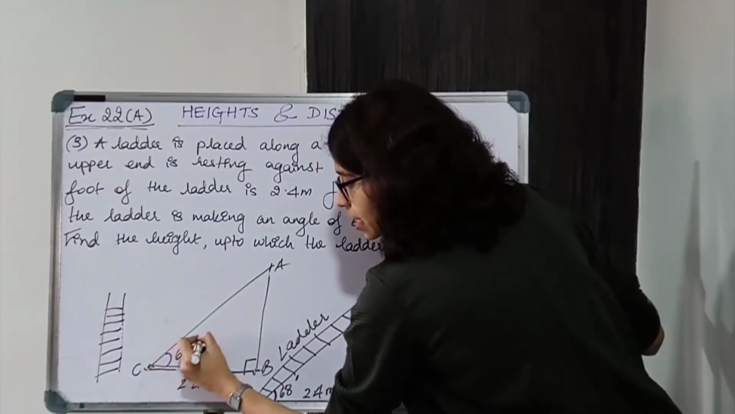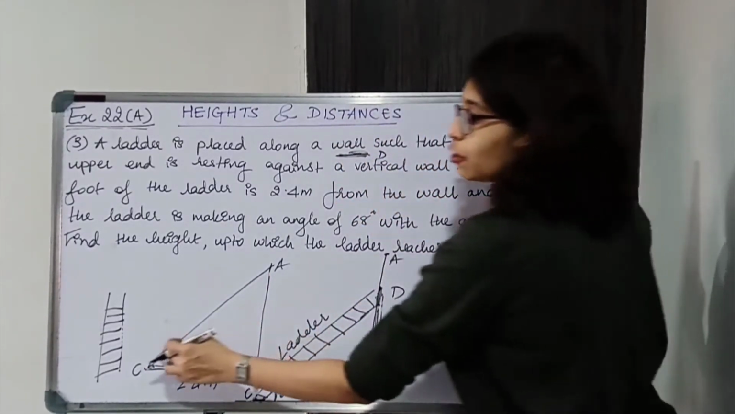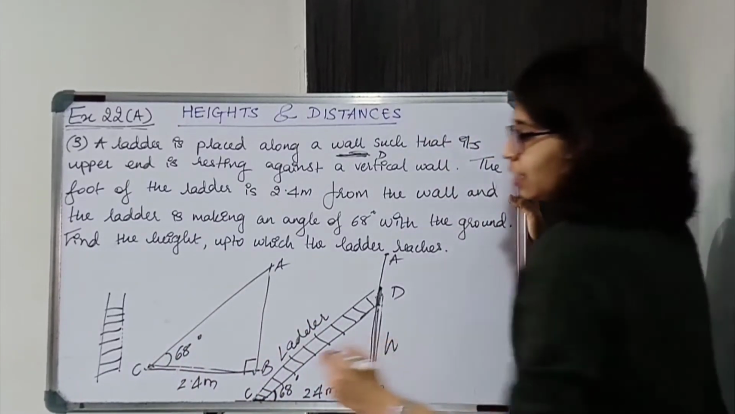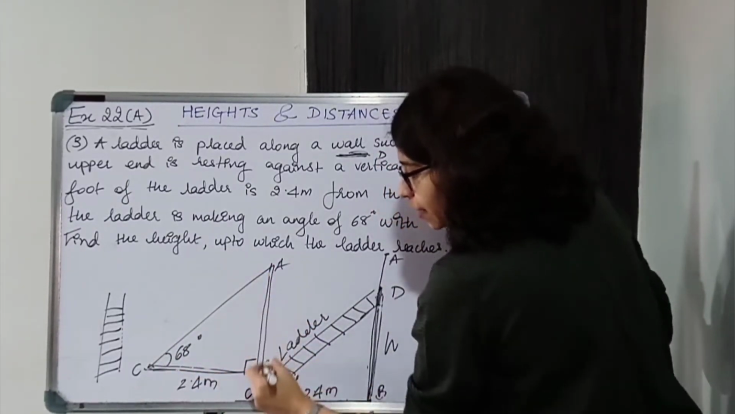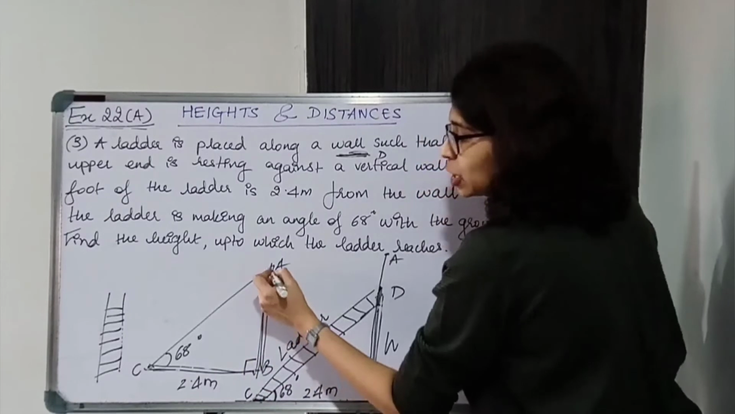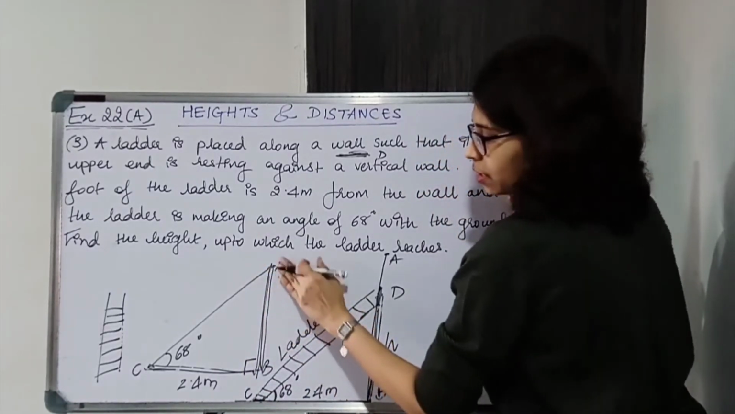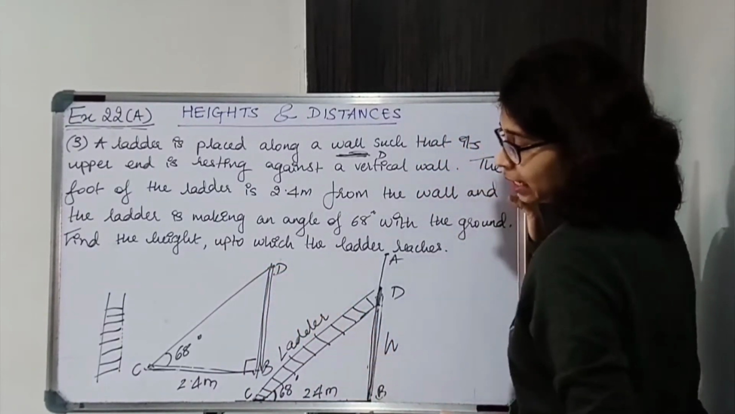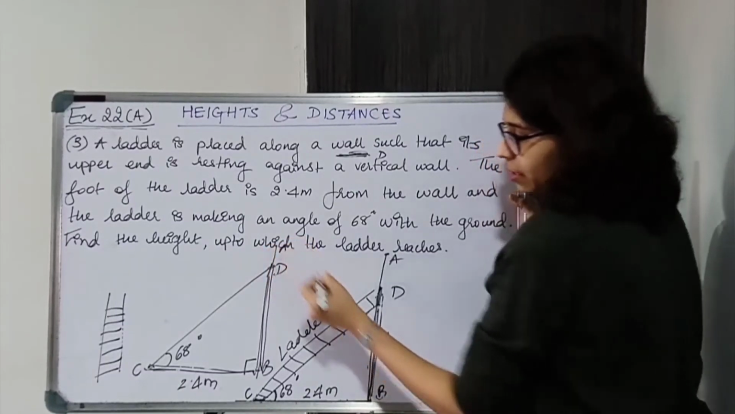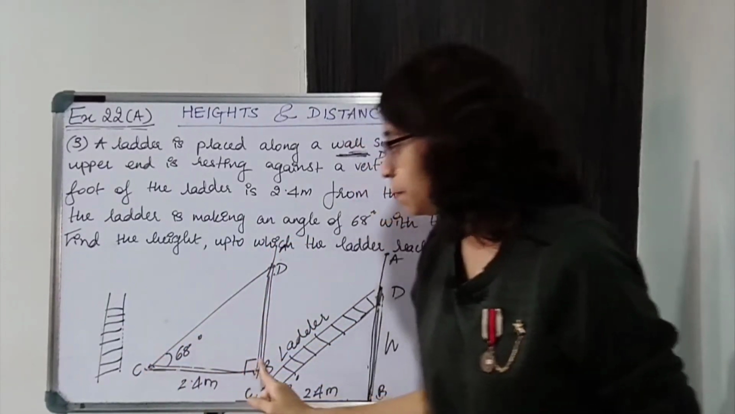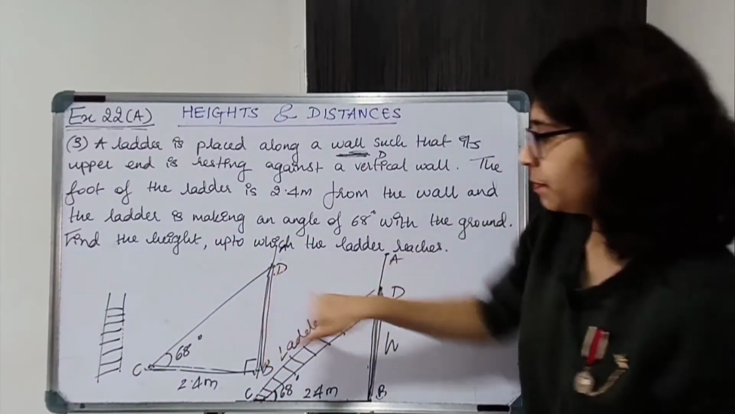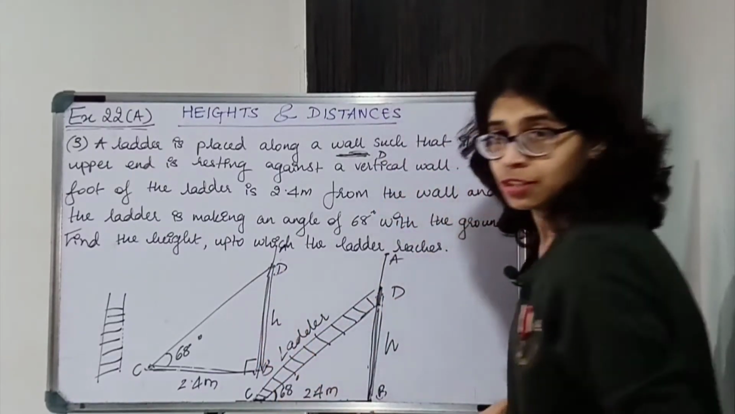This angle is 68 degrees, okay. This is the angle of elevation. So we know this, we need to find this, where it is touching. So this is D basically, not A. A is up here. So in DCB we need to find DB, the height.